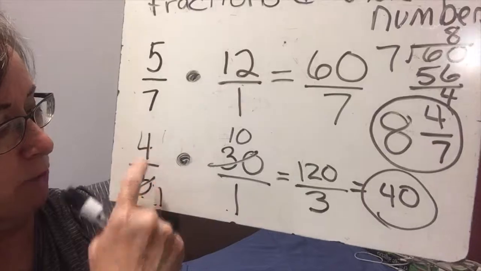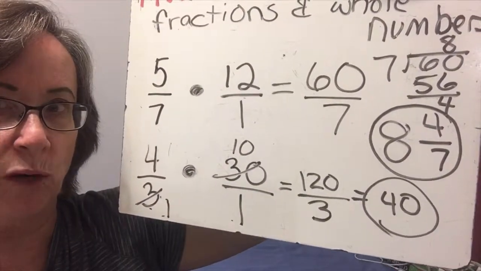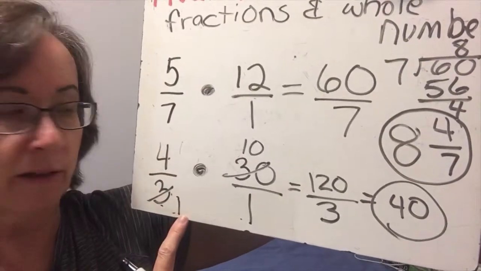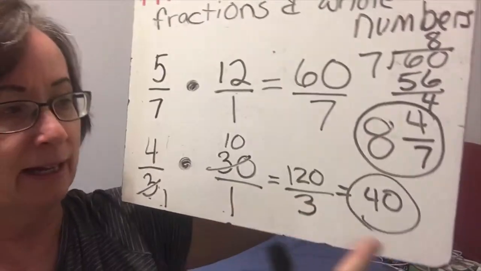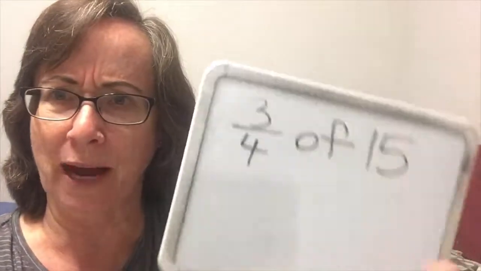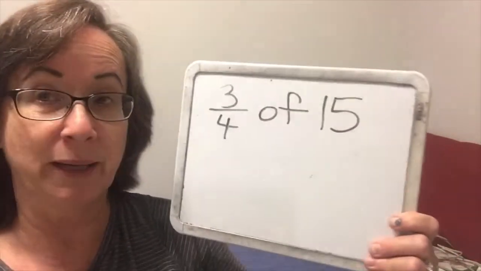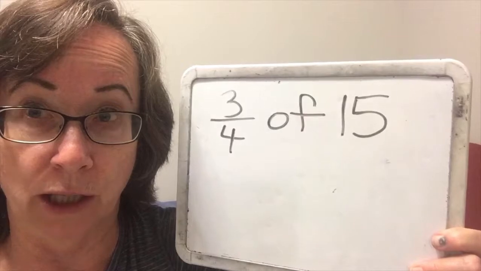Okay, notice that 4/3, we started with 4/3, it was greater than 1. It was an improper fraction. The 4 is bigger than the 3. So the answer should be greater than 30, and it's 40. Okay, so here is our next practice. Oh, that was a practice problem, and I forgot to tell you to pause your video. So here is another practice problem. Pause your video.